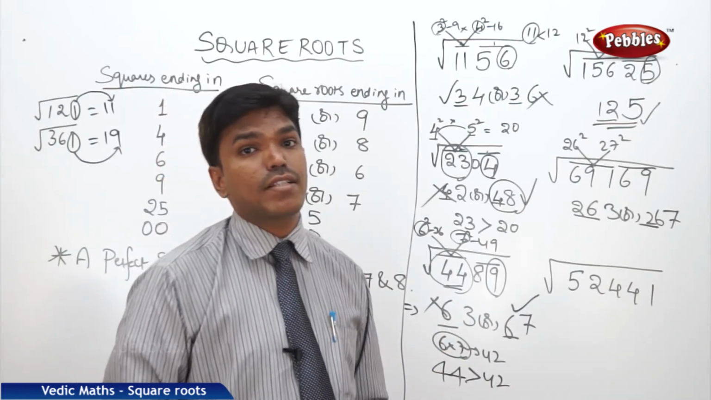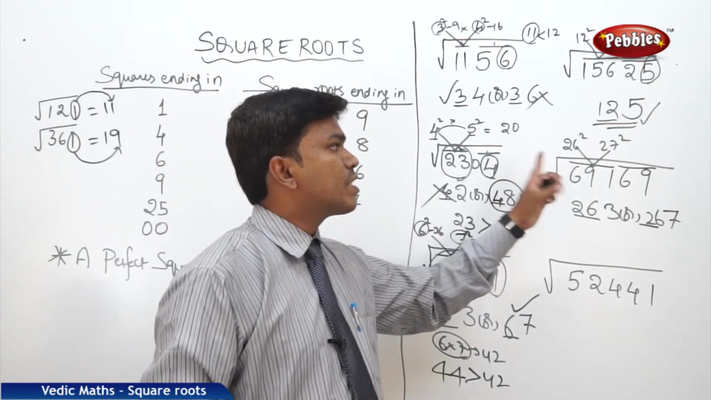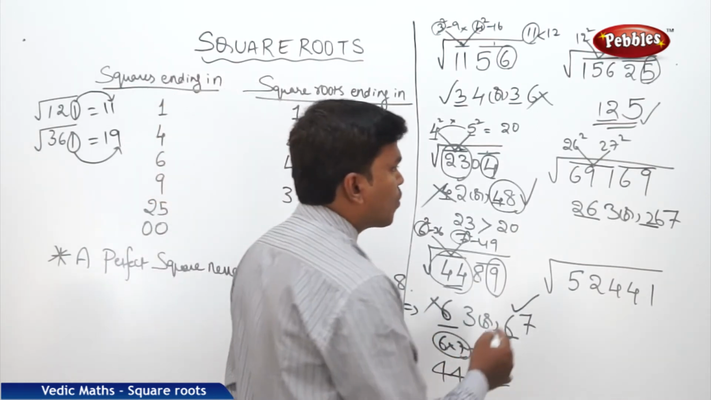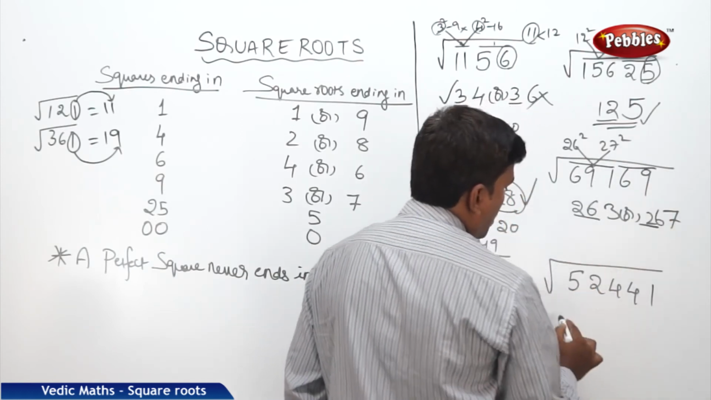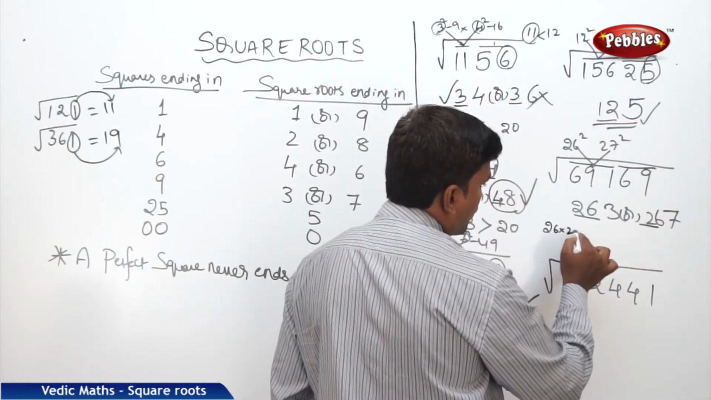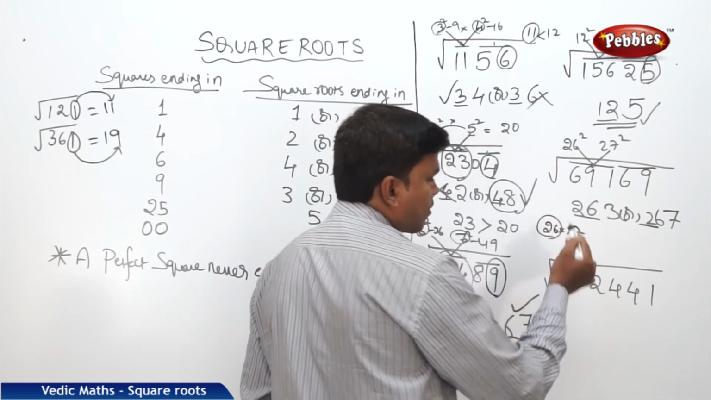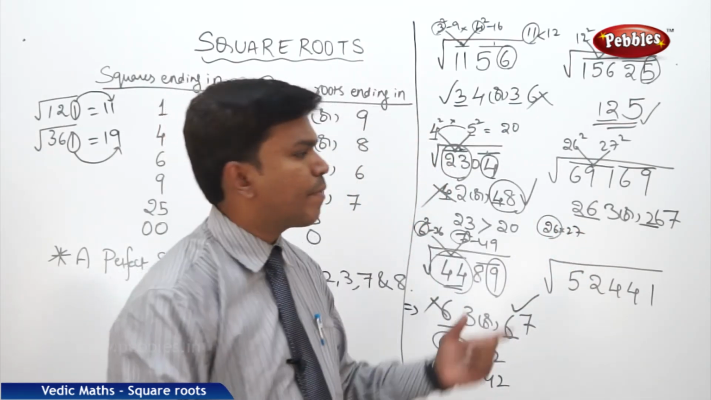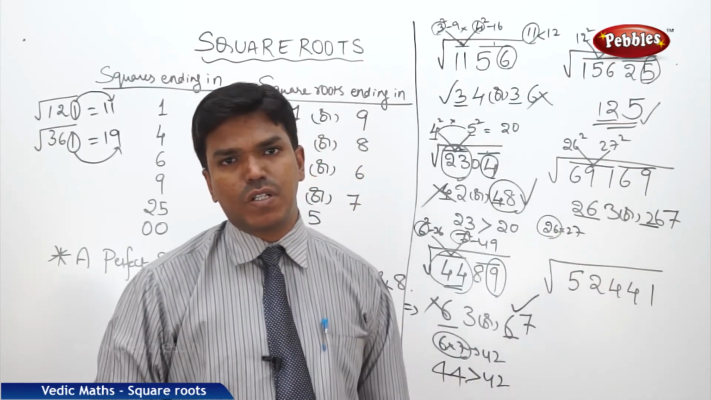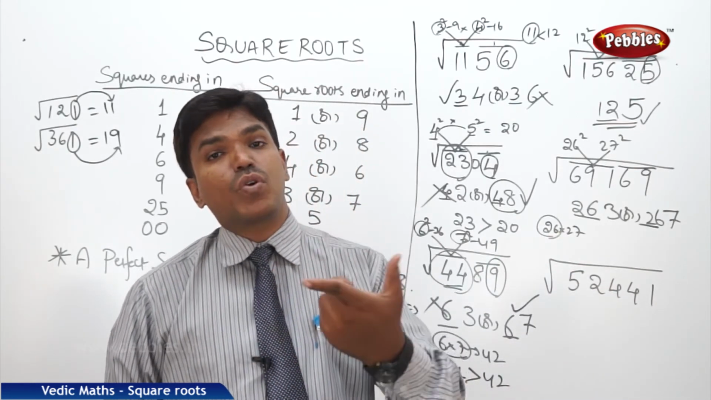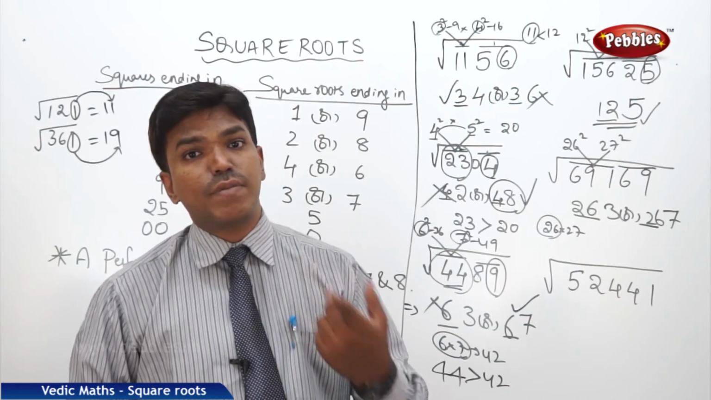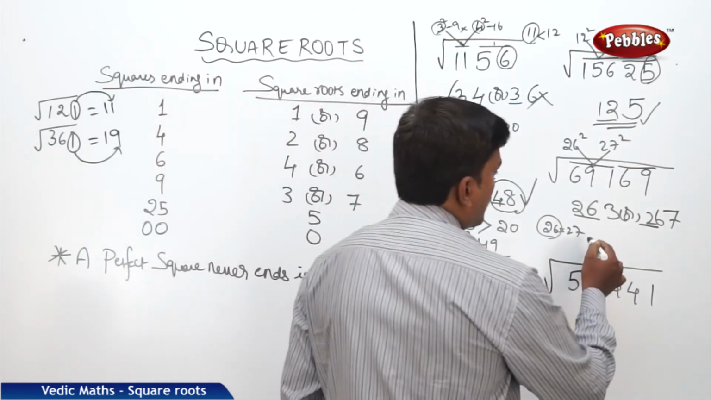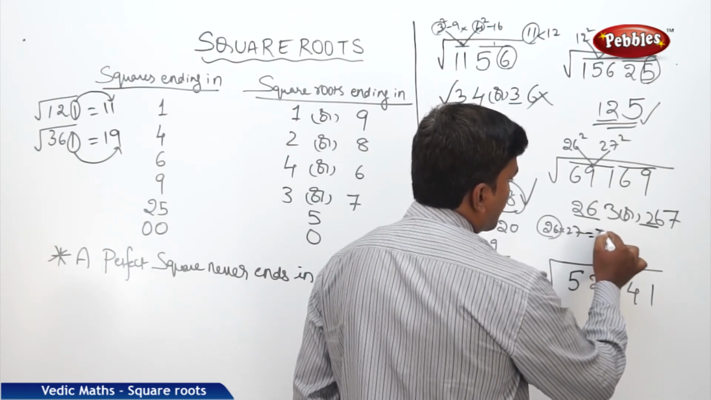How to calculate fast? I know already 26 square. Yes or no? What is 26 square? If I want to find out 26 into 27, easily I will do one thing. What is the 26 square? 676. For 676, add one more 26. Then it will become 26 into 27. So 676 plus 26. Answer is 702. So the product is 702.